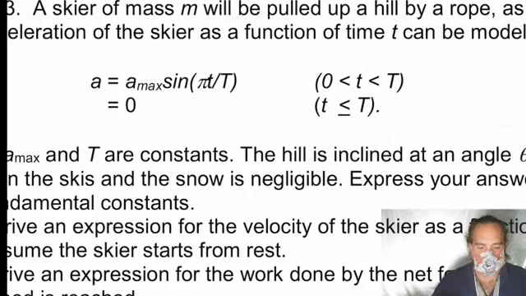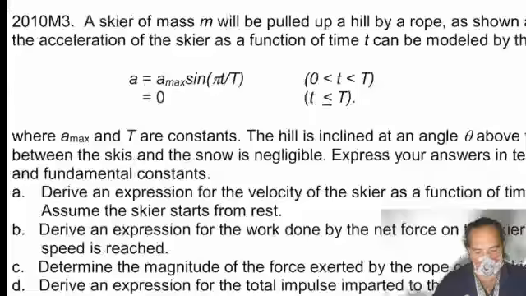This function exists only from time 0 to time capital T. And after that, the acceleration is 0 for every point after that, which means the velocity increases and then it stays constant when I make it to time capital T. But a lot of people see this formula and it really, really throws them.